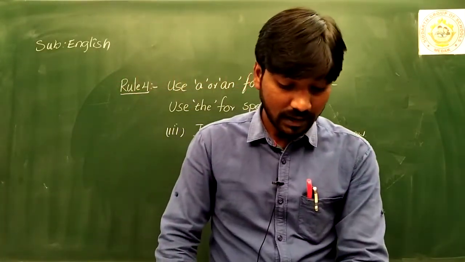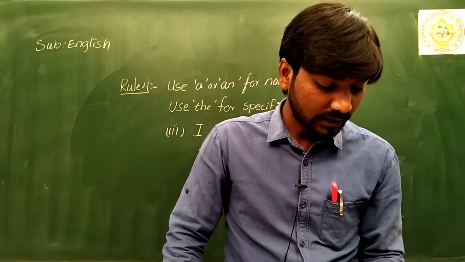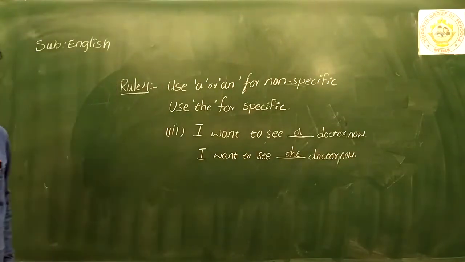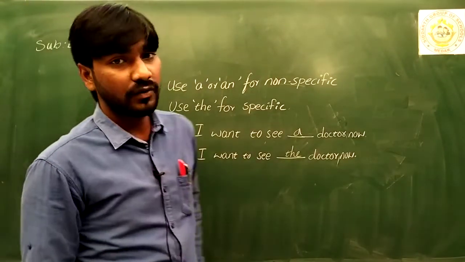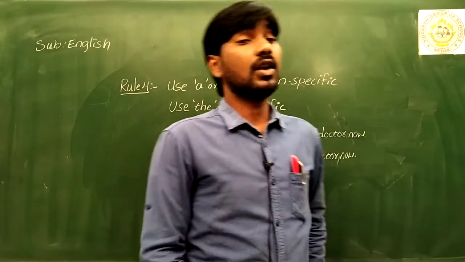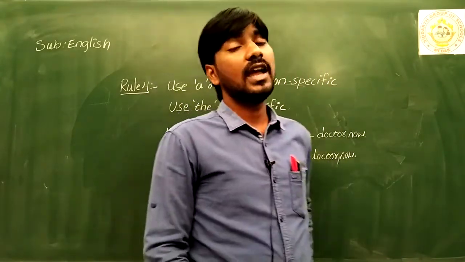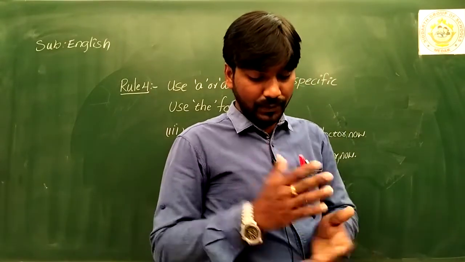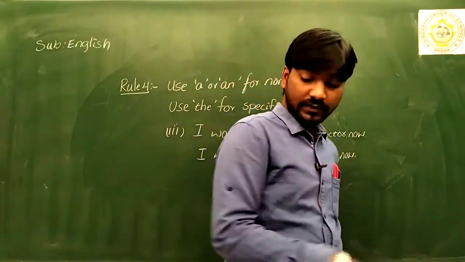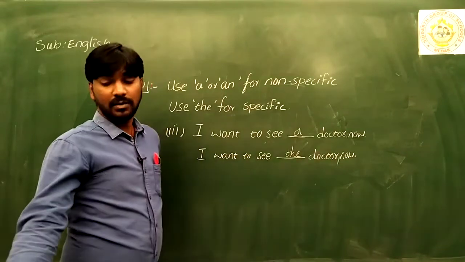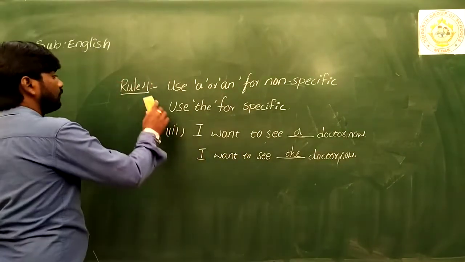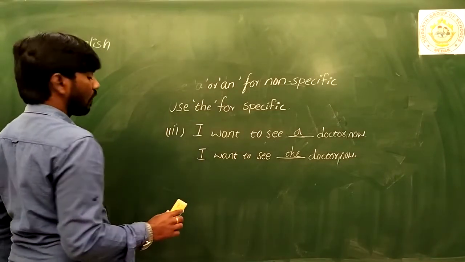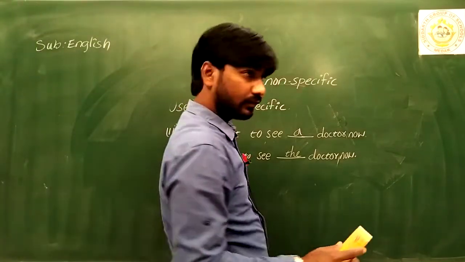So that talks about rule number 4. Use a or an for non-specific things, and use the for specific or particular things. Okay, that is rule number 4. Now we are coming to rule number 5.